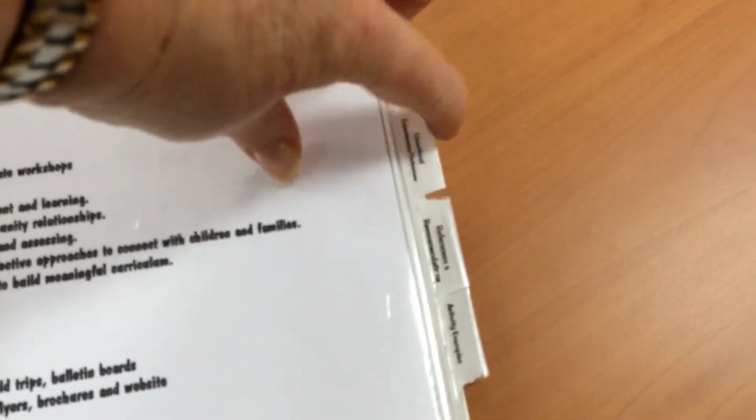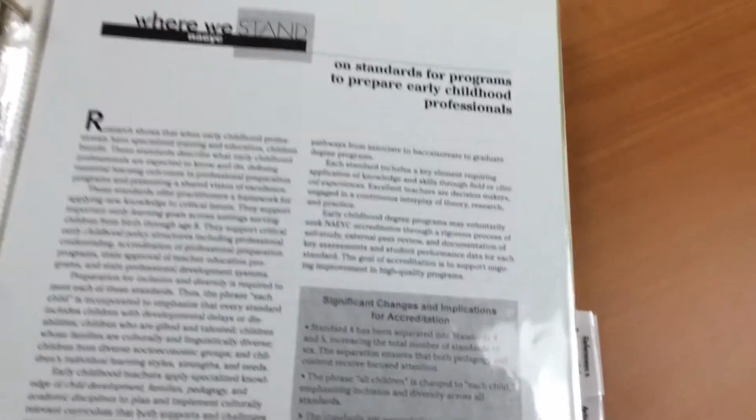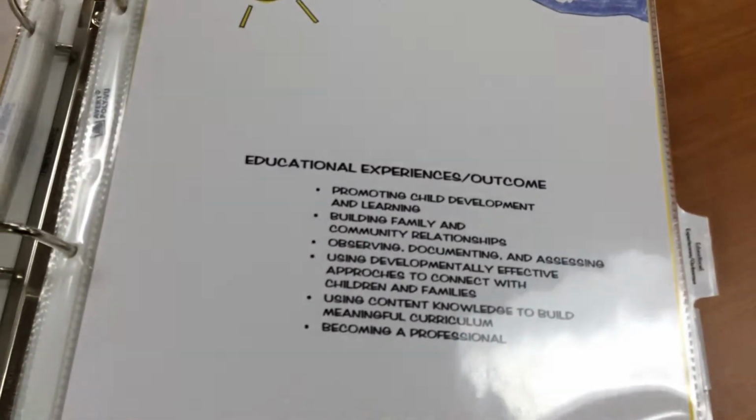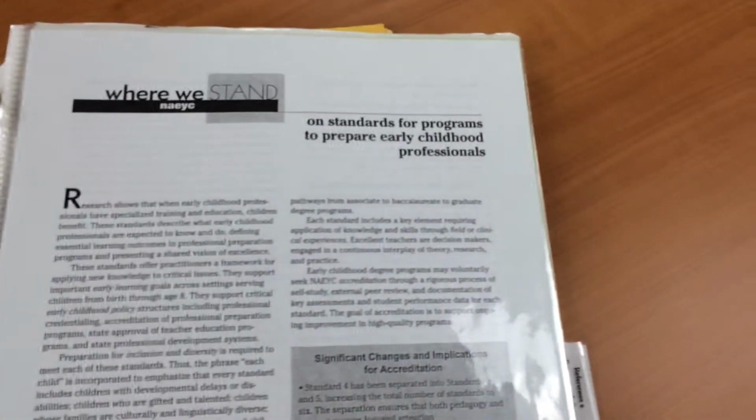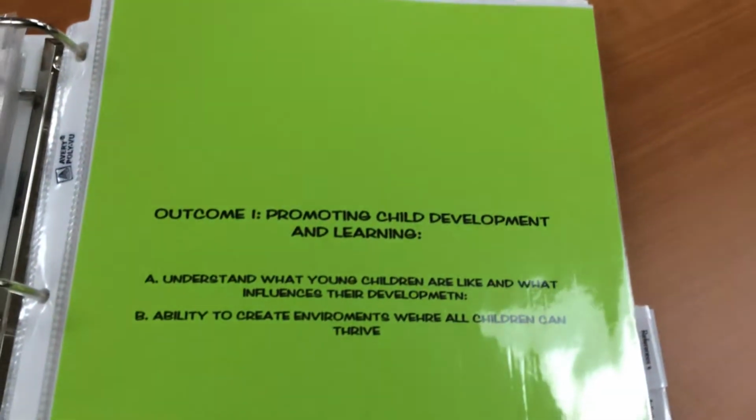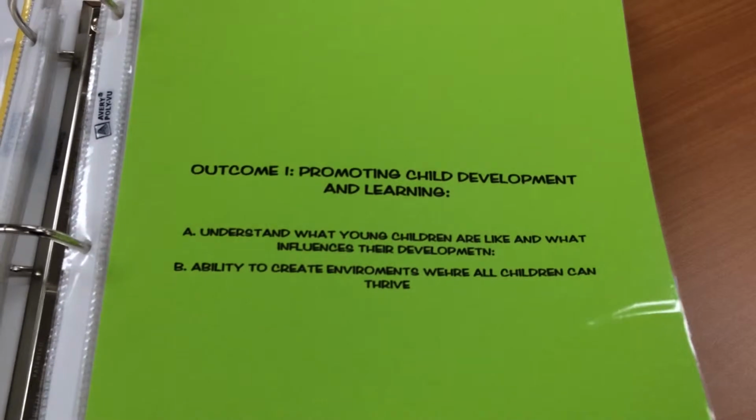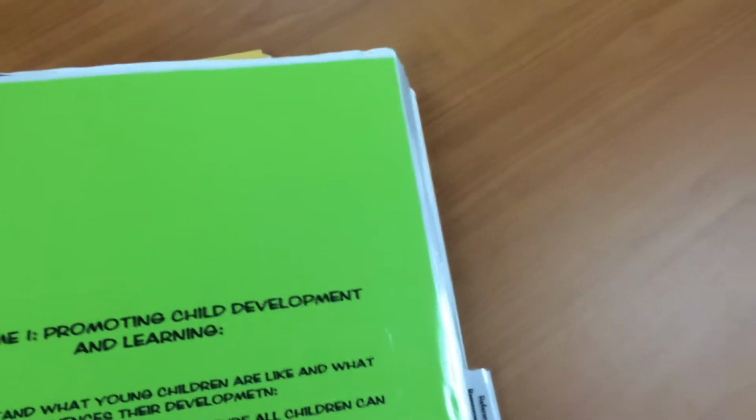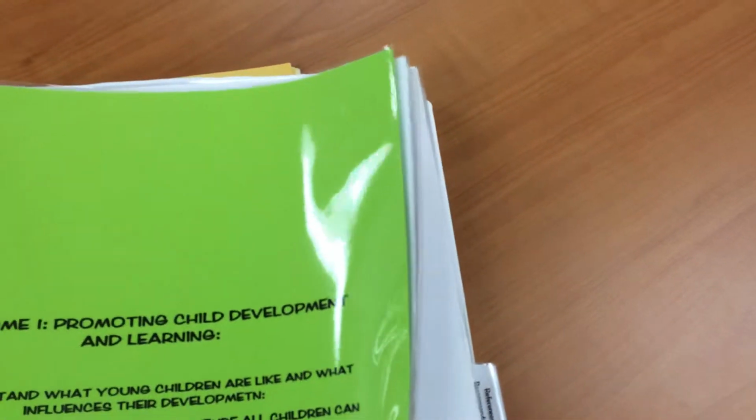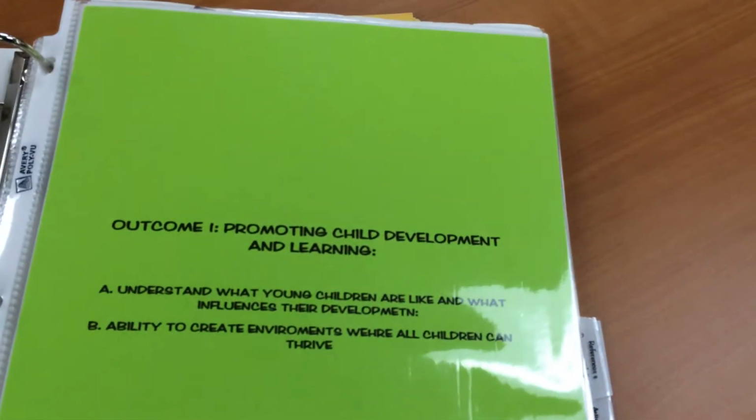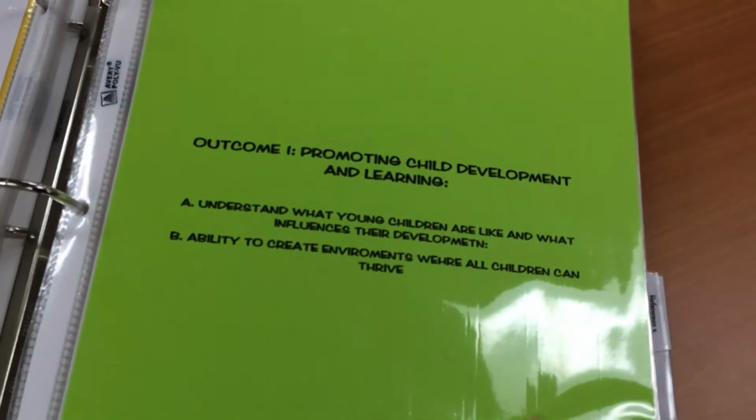In the third section, which I said is the one where your outcomes are listed, this is section 3, educational outcomes. You can see the way she did it is she put each individual outcome marked with a green sheet. You can use a smaller tab here if you'd prefer to do it that way. Of course you'll see these are in plastic sheets. So there's outcome 1, promoting child development and learning.